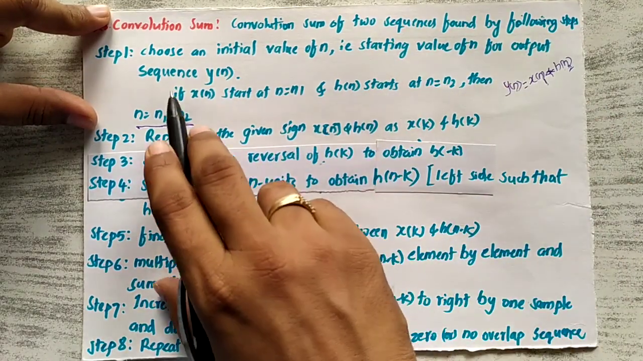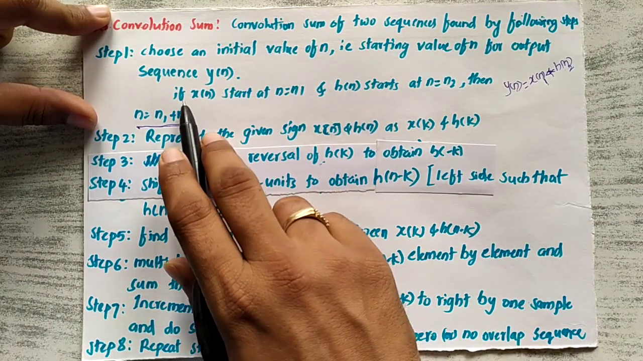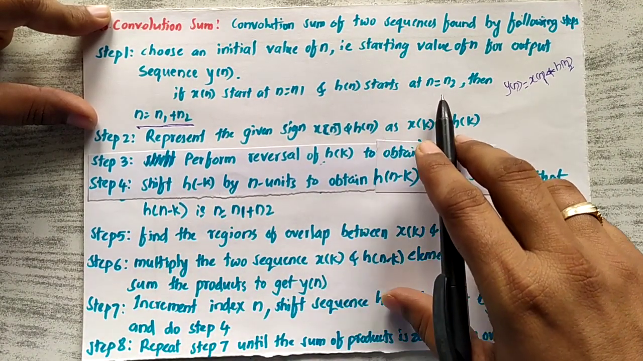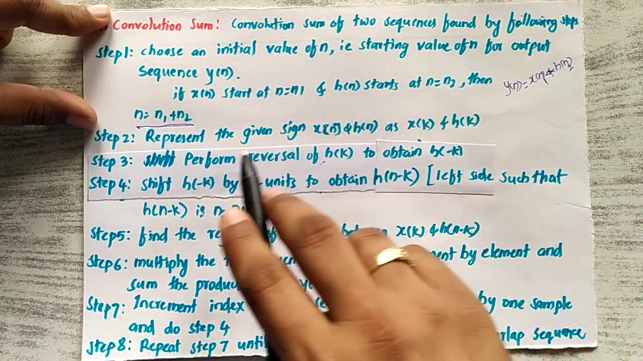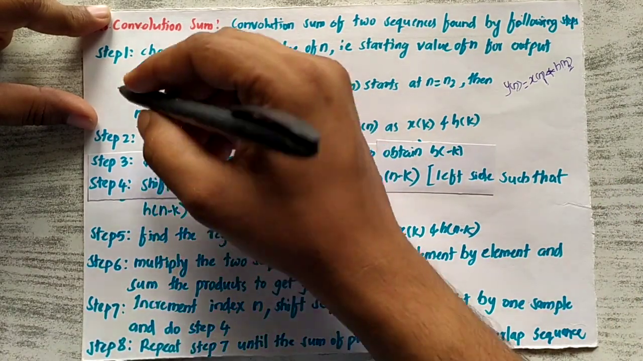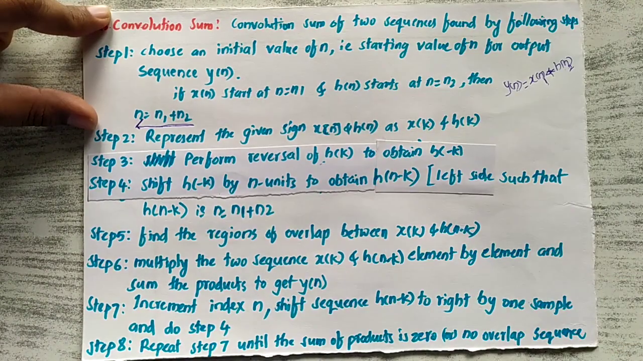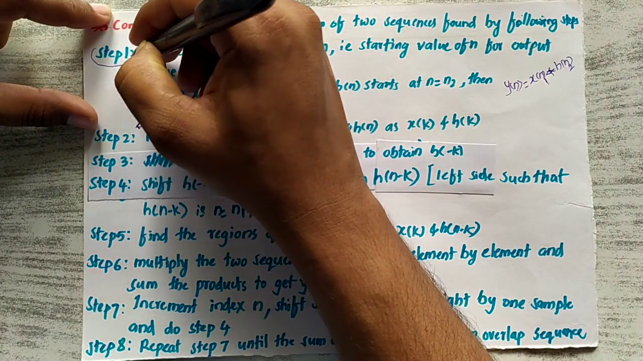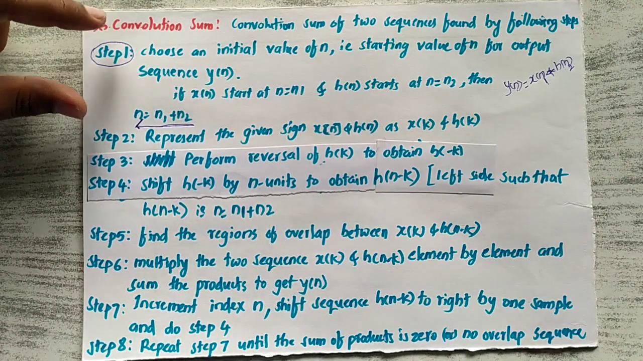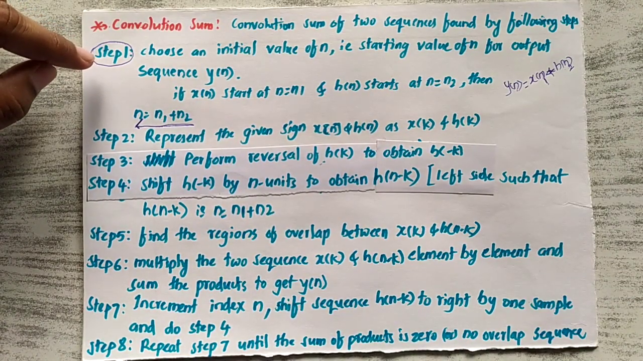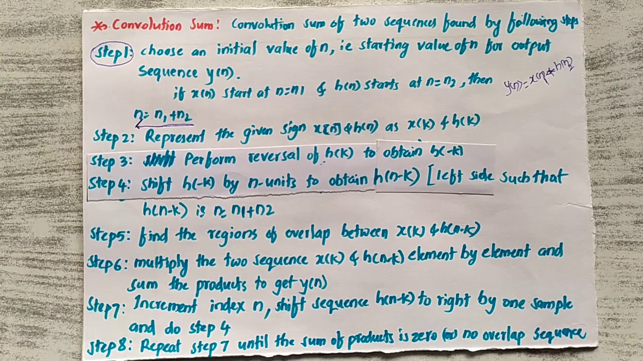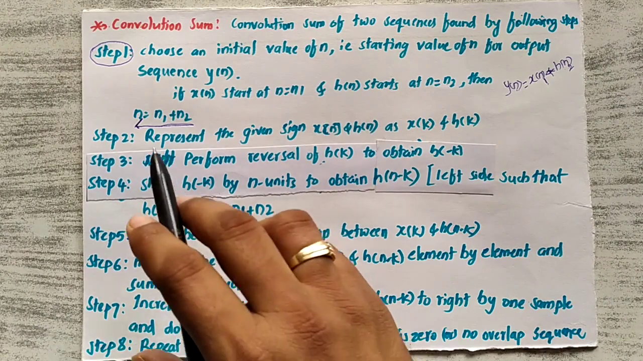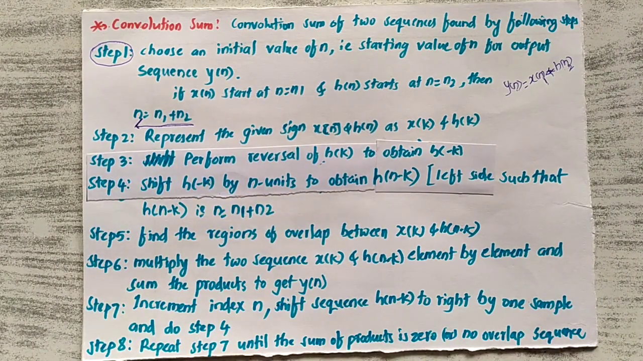The starting value of n for an output sequence y of n can be understood as follows. Suppose x of n starts at n1 and h of n starts at n equal to n2. Then n equals n1 plus n2. This n is the starting point for y of n. This is for even better understanding. You don't have to follow exactly in this manner only, but from the examination point of view, you can consider it for verification. Like n will be n1 plus n2.